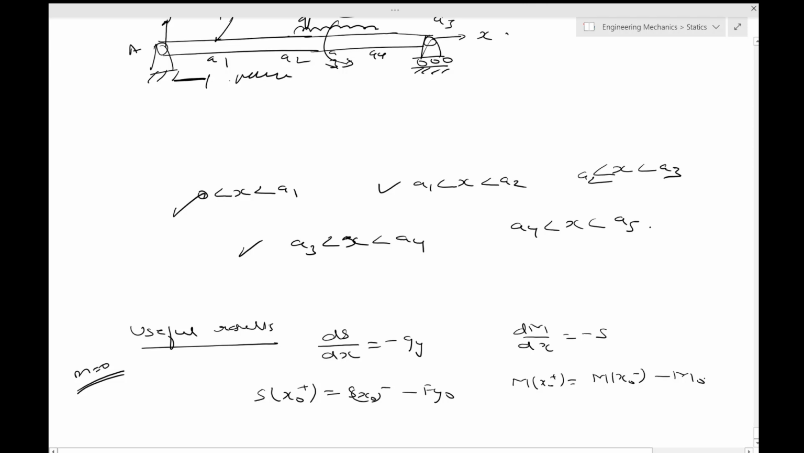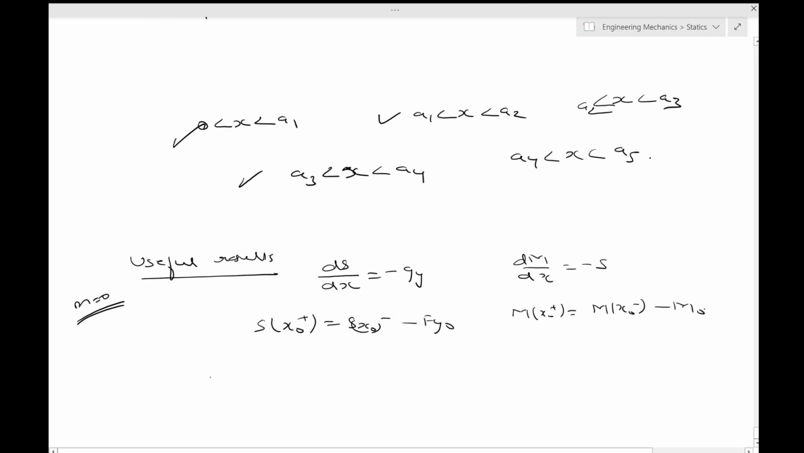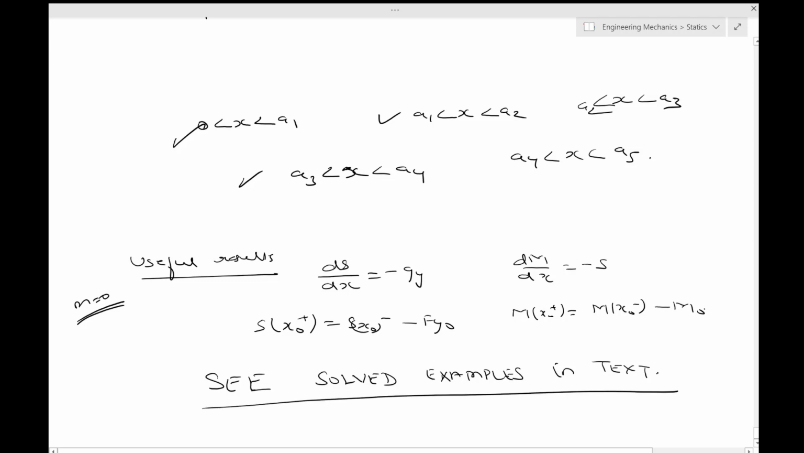So you have to see the solved examples in the textbook. This is better learnt using solved examples, just like the previous case.